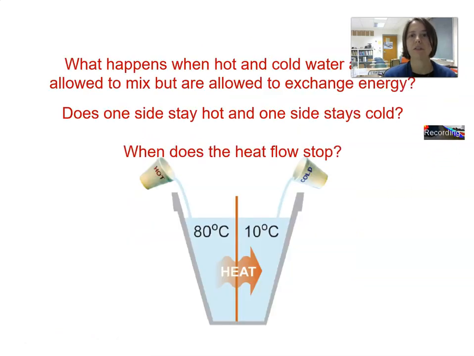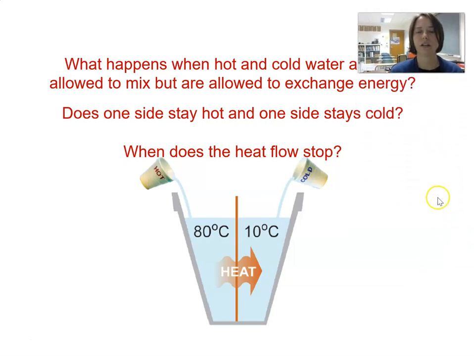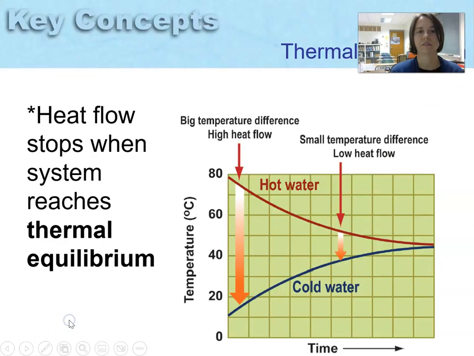So what happens, let you be able to see that. What happens when hot and cold water are not allowed to mix but are allowed to exchange energy? Does one side stay hot and one side stay cold? When does the heat flow stop? So I would like you to make some predictions. And please write this down. Heat flow stops when the system reaches thermal equilibrium.